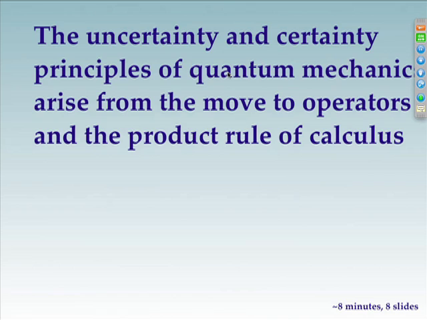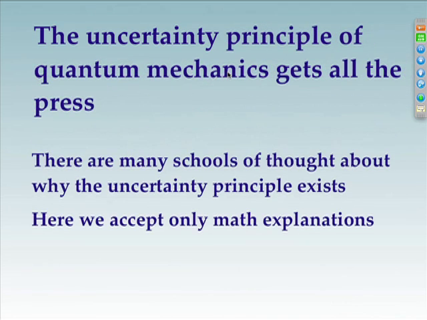The uncertainty and certainty principles of quantum mechanics arise from the move to operators and the product rule of calculus. This is usually not the way it's explained. I have a hard time seeing things in the standard way. It's because the uncertainty principle gets all the press. That's what they have books and conferences on. That's what everybody talks about.